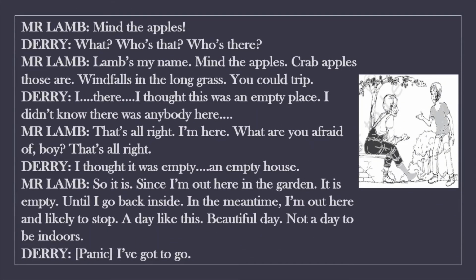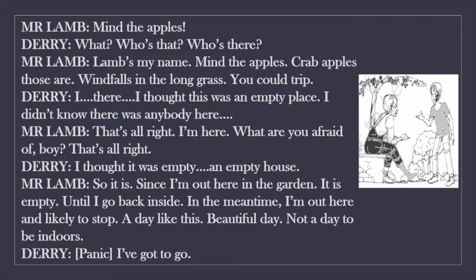Then Mr. Lamb warns him about the crab apples that usually fall in the long grass from the tree above. Derry was shocked on hearing a voice. He asked who it was, and then Mr. Lamb introduced himself and also said that small sour apples known as crab apples had fallen on the ground, and if Derry would not be careful while walking through the grass, he could trip over them and get hurt.